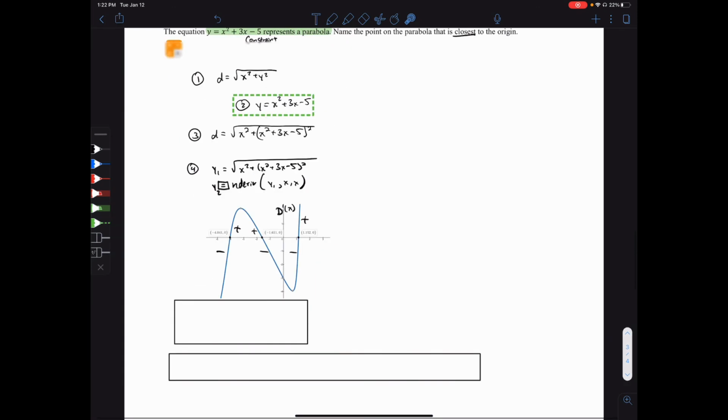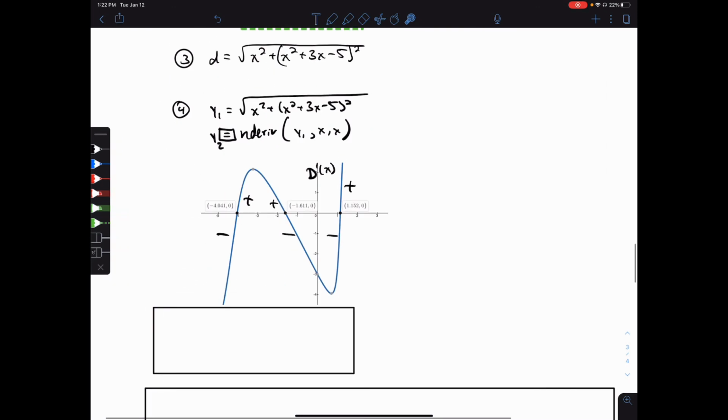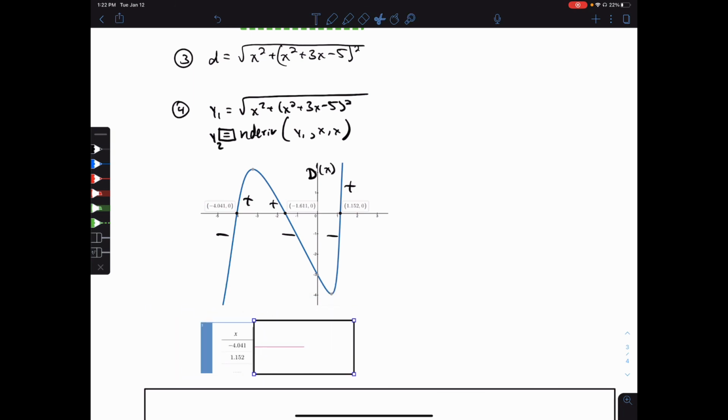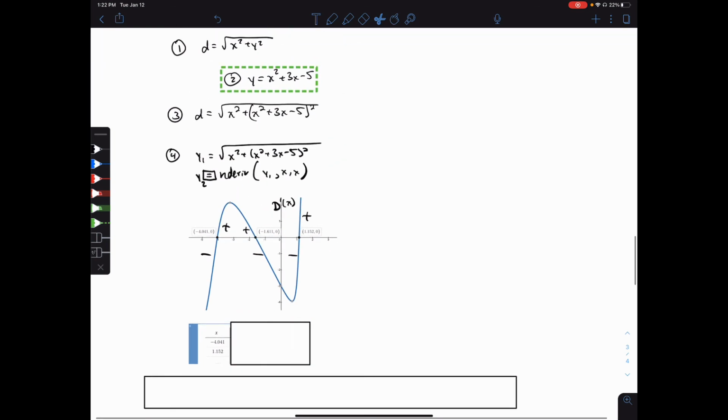This graph goes forever left and right. It's a parabola. So it's not a closed interval. We're not using the extreme value theorem per se. But anytime that the derivative, and this is the derivative, changes from negative to positive, that's a minimum. So that happens in two locations, here, and it also happens here. So the question is, which of those is going to give us the smallest distance?